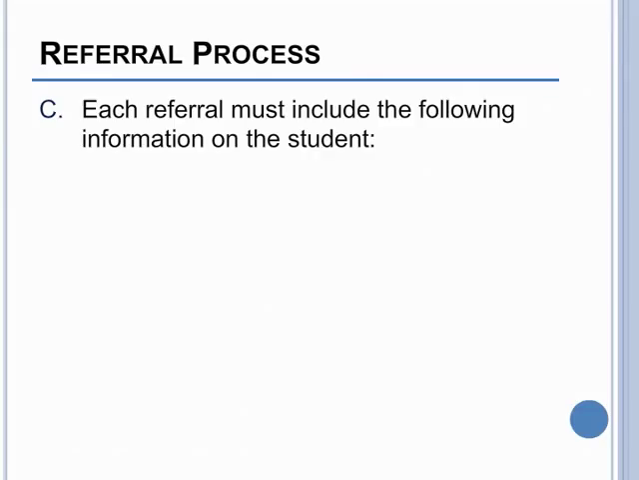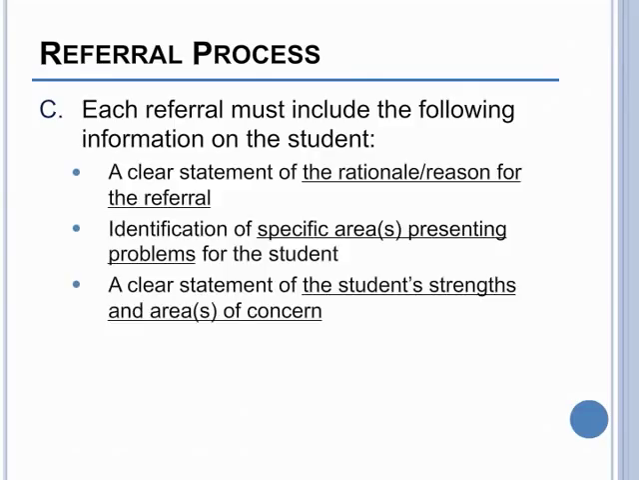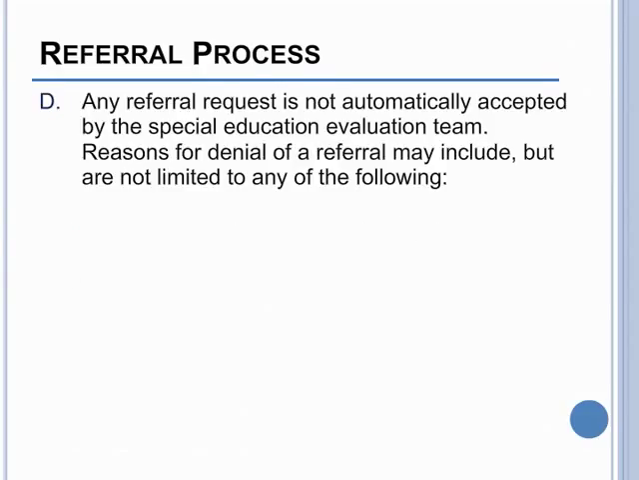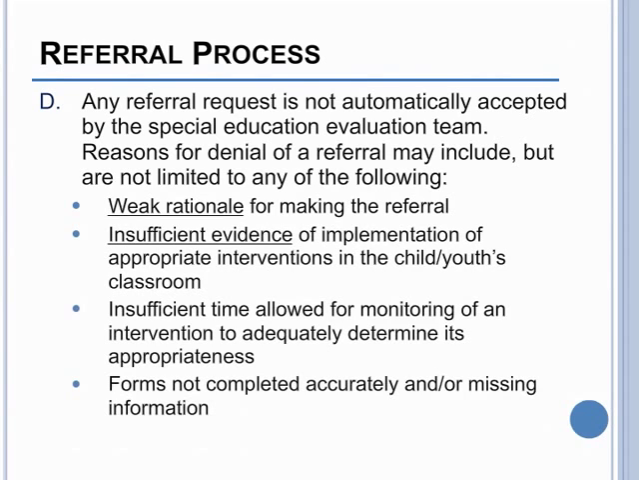Each referral must include the following about the student: a clear statement for the referral, identification of the specific area, and then a clear statement of the student's strengths and areas of concern. Any referral request is not automatically accepted into special education. Reasons for denial could be weak rationale, insufficient evidence, insufficient time. Insufficient time allowed for monitoring of an intervention is common when teachers don't spend enough time using the RTI model.